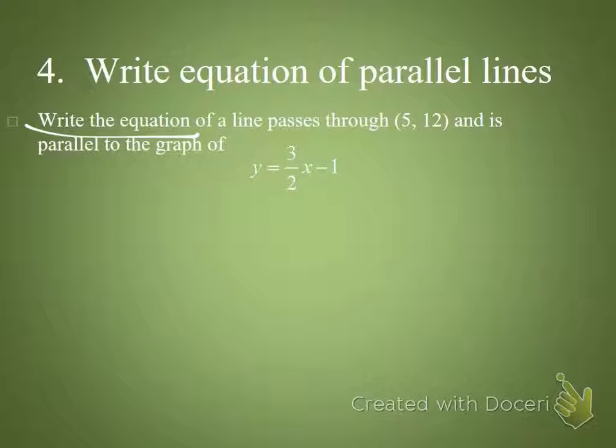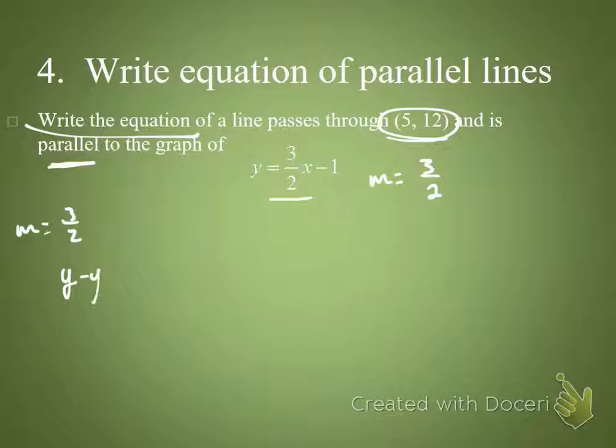Okay, so now this line does pass through the point (5, 12). And so I have a point on the line, but I don't have the slope. Well, what I do know is that my line is parallel to this one. So what's the slope of that line? The slope of that line is 3/2, right? That means since my line is parallel, my slope is going to be 3/2. So now I have a point and a slope. And since I have a point and a slope, I want to put this into point-slope form.